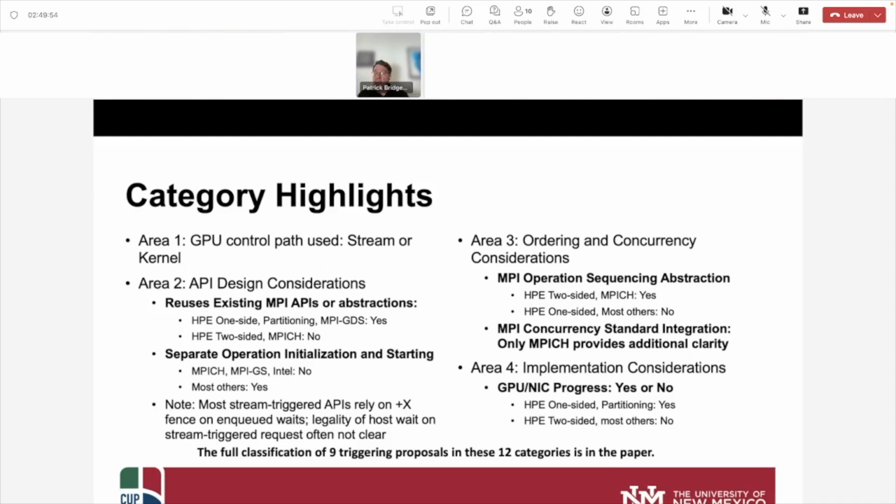And finally, there's some real implementation considerations around progress, and that is, can the GPU and the NIC completely progress operations without host intervention? So as examples, partitioning, like Brian showed, is meant to be able to do this. The HPE one-sided example I showed can do that. Most other examples did not, and it was not clear how you would make an implementation that was purely GPU and NIC progress without involving the host.